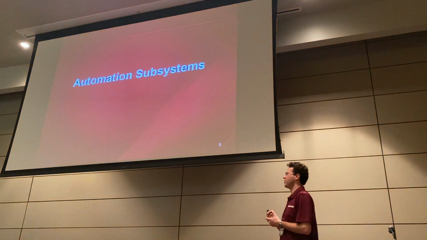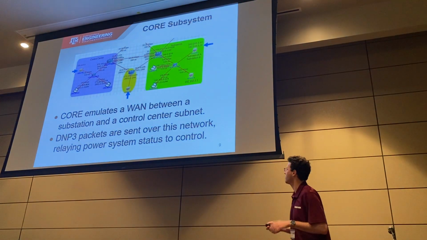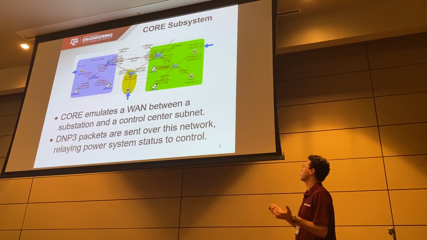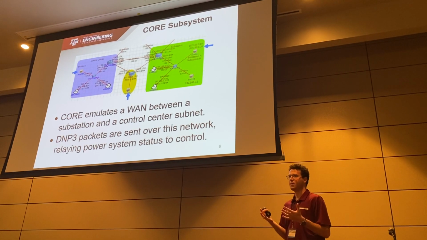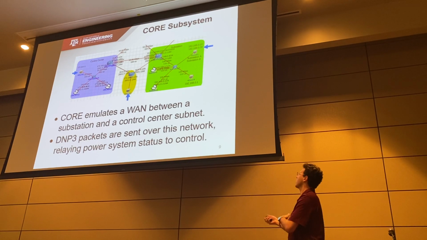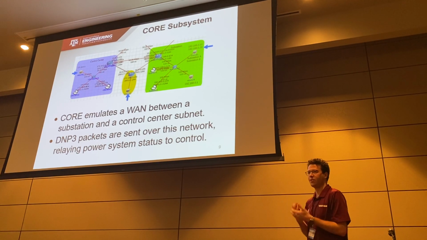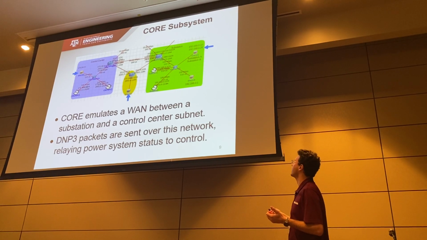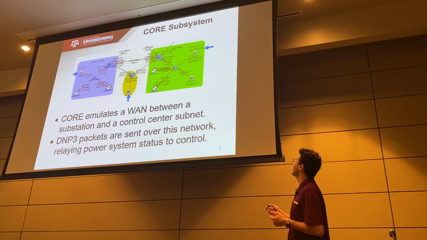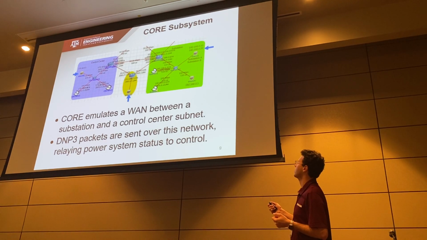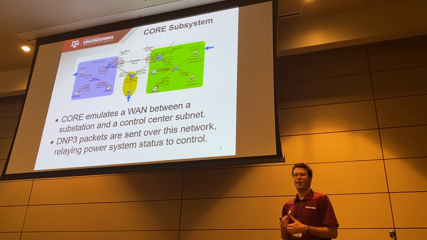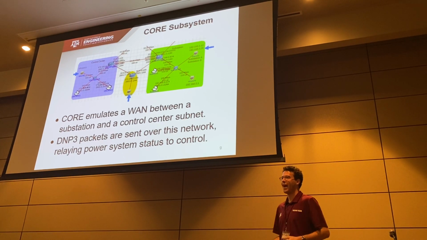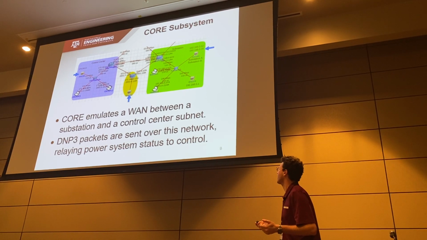So let's talk a little bit more about those automation subsystems because I just flew by those. First is core. This emulates a wide area network between the substation and control center subnet. So the DNP3 packets that our PowerWorld is generating are getting sent through this core network, which makes it a really primed candidate for being attacked. And in fact, we have simulations where attackers, or intruders I guess, can take over certain devices in the core network, such as this subdev2, and implement maybe a man-in-the-middle attack or an ARP cache poisoning attack, allowing them to redirect DNP3 packets, change DNP3 packets, all of that information.